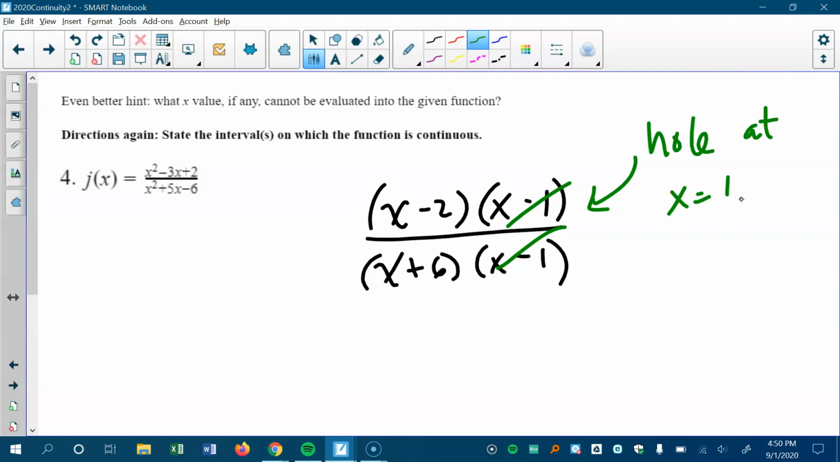Okay, so that means that where is the function, what x value cannot be evaluated? And we're going to pause here because my wife is calling me.